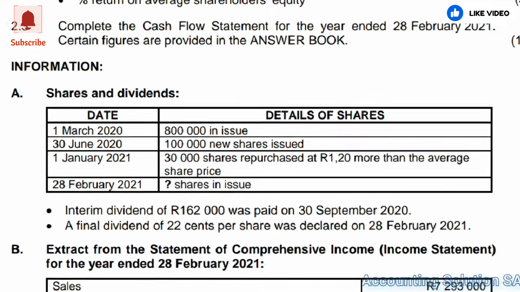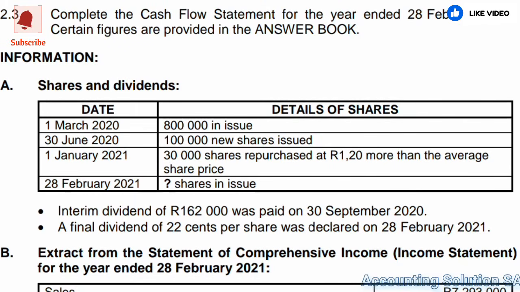Okay, they bought back 30,000 shares at 1 rand 20 more than the average share price. What does that mean, guys? This simply means that the amount at which we repurchased these shares was 1.20 more than the average price, and we have to use the average price. Are we going to multiply by 120? No, it's going to be wrong. Now we have to calculate the average price. It's a must.